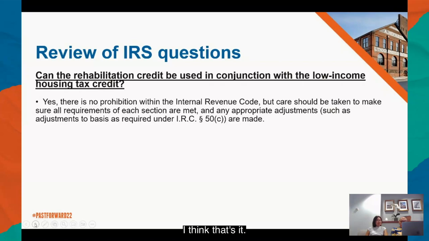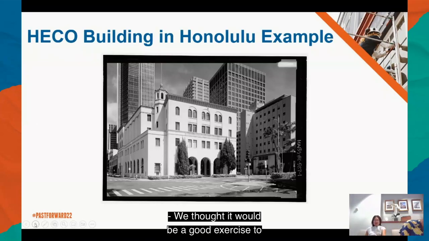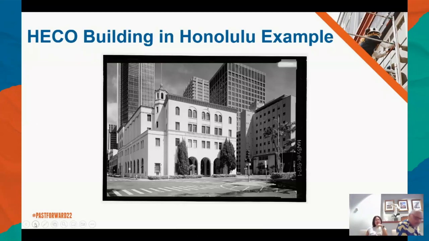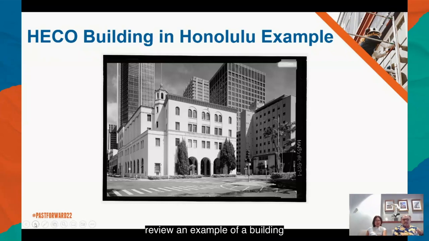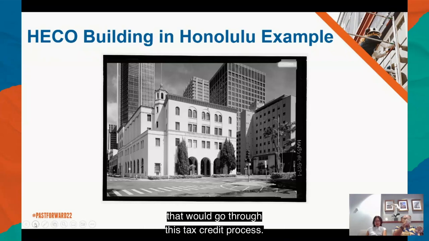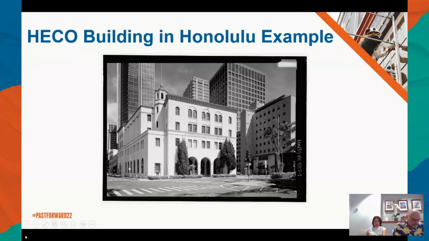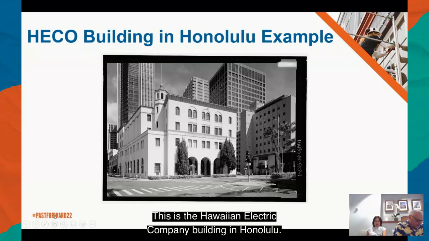I think that's it. We thought it would be a good exercise to review an example of a building that would go through this tax credit process. This is the Hawaiian Electric Company building in Honolulu.